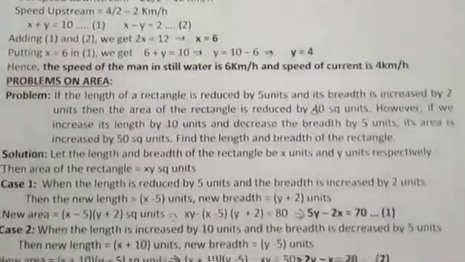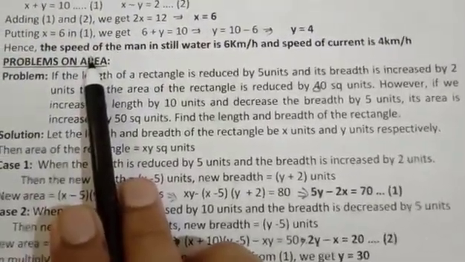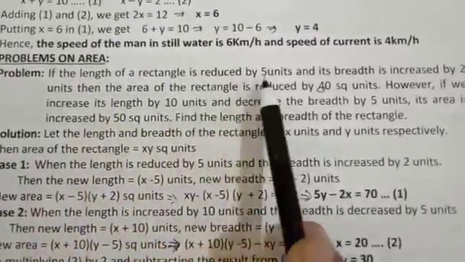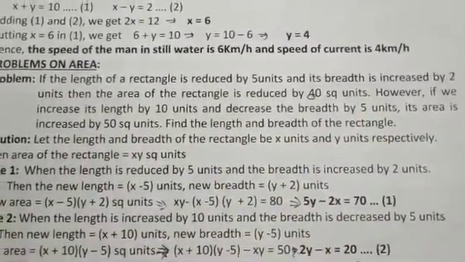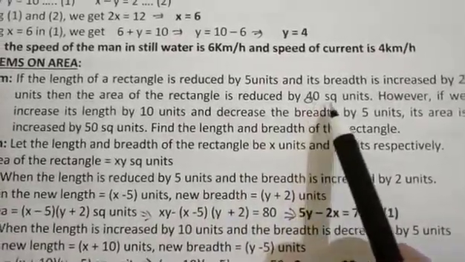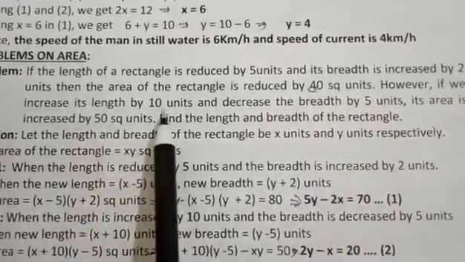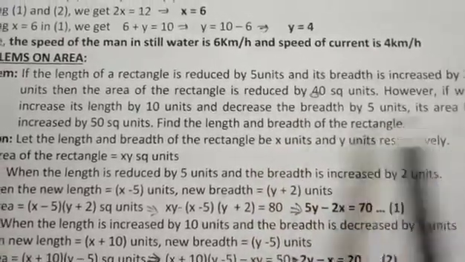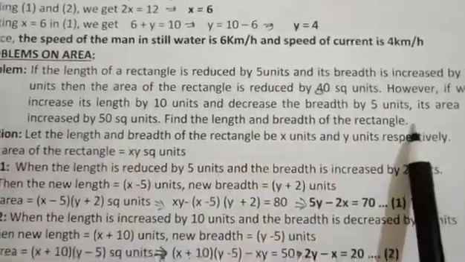Now coming to the second pattern, problems on area, that is, area of rectangle. And the question is, if the length of a rectangle is reduced by 5 units and the breadth is increased by 2 units, then the area of the rectangle is reduced by 80 square units. However, if we increase its length by 10 units and decrease the breadth by 5 units, its area is increased by 50 square units. Find the length and breadth of the rectangle.